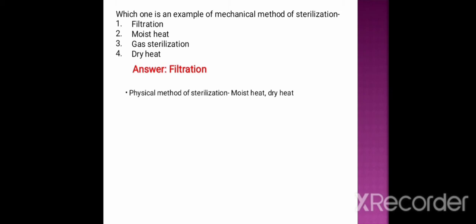Moist heat and dry heat are physical methods of sterilization, whereas ethylene oxide, glutaraldehyde, etc. are chemical methods of sterilization. And filtration is the mechanical method of sterilization.